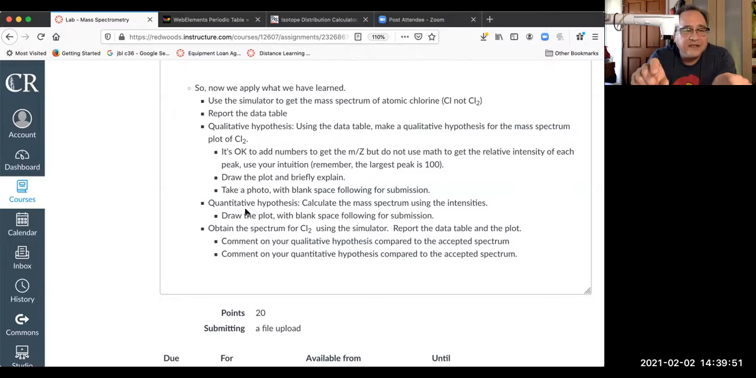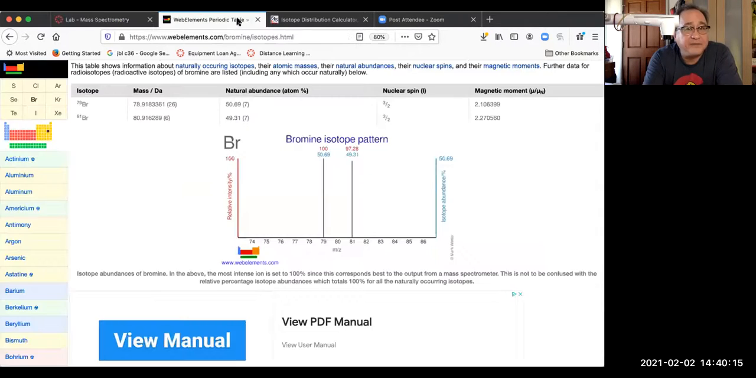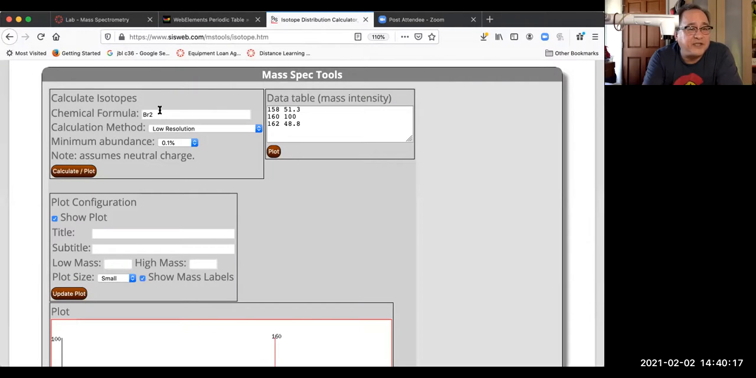And then calculate it like we just learned and draw the peaks. So you'll have 2 plots, one where you kind of guess which peak is taller and the other one where you calculate which peak is taller. And then you have 2 hypotheses and you're going to test them. So to help you out with this part, let's go to the simulator and get the data for chlorine.